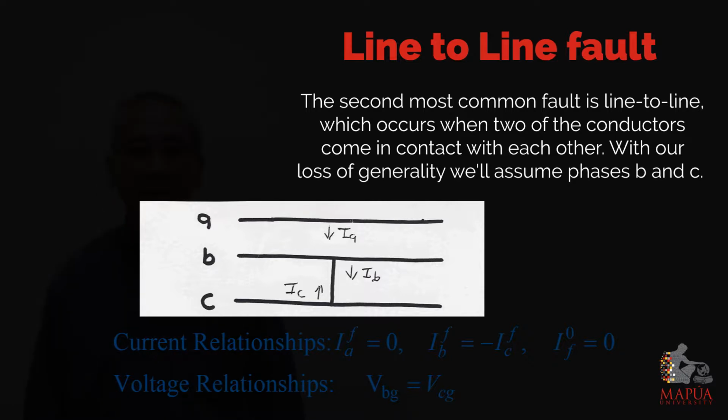So thus, the current relationship during this fault condition: IA is equal to 0, IB is equal to negative IC, IF now is equal to 0. For the voltage relationship, we can say that since phases B and C are at a fault, the voltage VBG is equal to VCG. Phase B to ground and phase C to ground are equal.